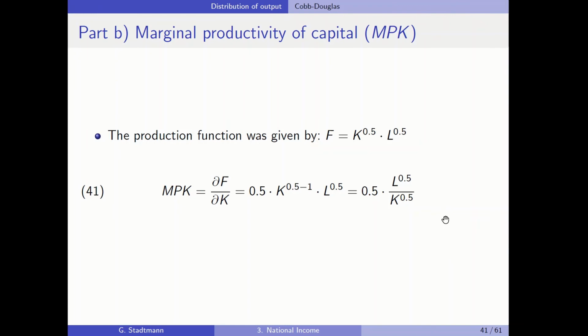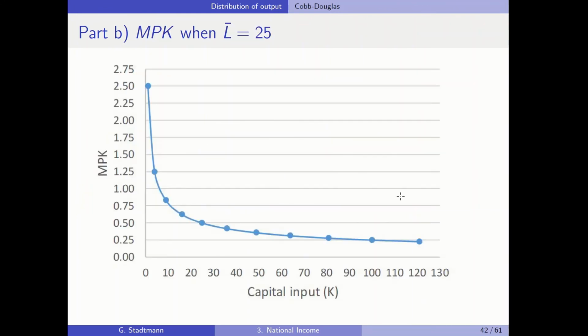So now we are able to derive the function of the marginal productivity of capital. We have to set in L equal to 25, and then we are able to create this graph. So this graph represents the marginal productivity of capital in case that L is equal to 25. Now we have to find the value k is equal to 100, which is given here.